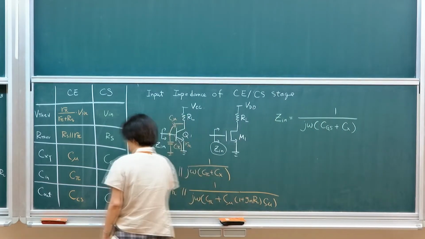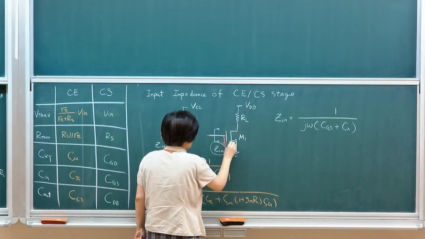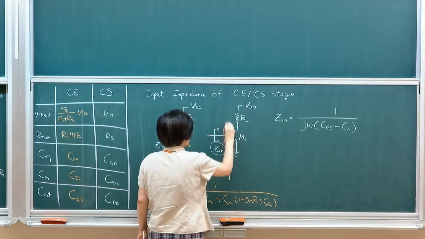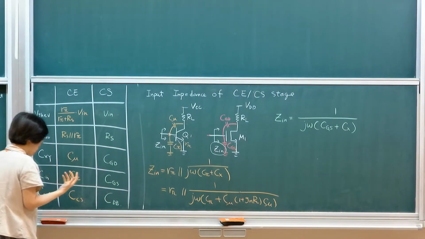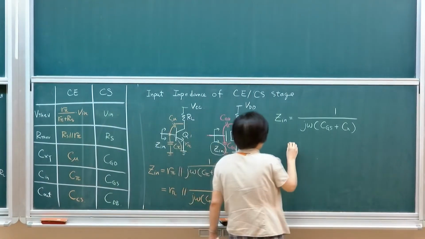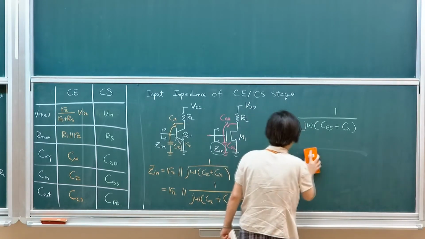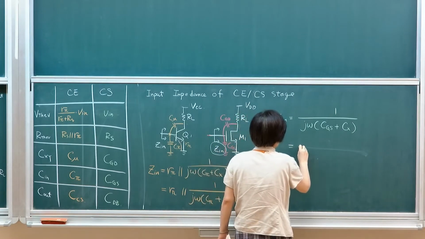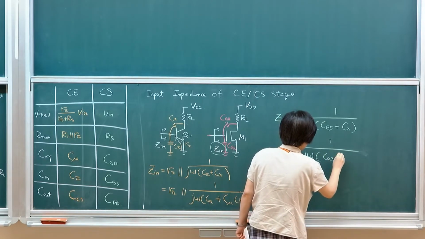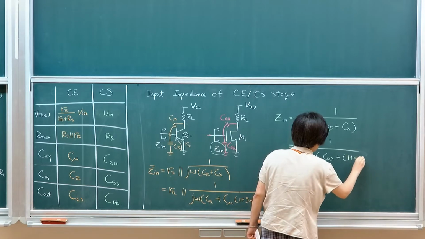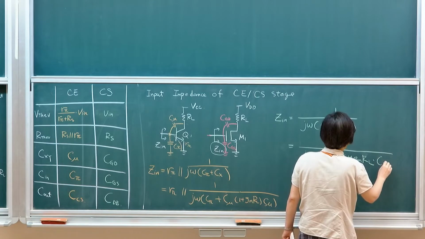Let's highlight the capacitance. So the input terminal, there's CGS. The output terminal is CGD. From the input terminal, you only see the effect of these two capacitances. And this can be rewritten as 1 over j omega, let me use the green to be consistent, 1 over j omega times CGS plus Miller amplification factor gm R load, the gain of the stage, times CGD.